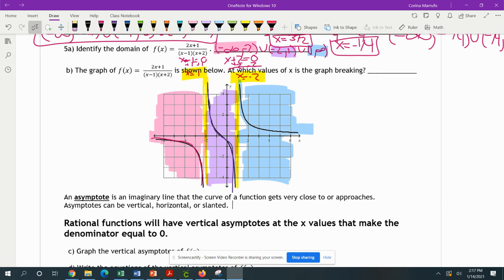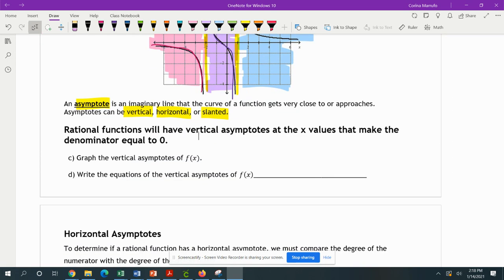So here, an asymptote is an imaginary line that the curve of a function gets very close to or approaches. Okay. Now, these are considered vertical asymptotes. You can also have horizontal or slanted asymptotes. But what we're going to work with today are just vertical and horizontal. Okay. So rational functions will have vertical asymptotes at the x values that make the denominator equal to 0.